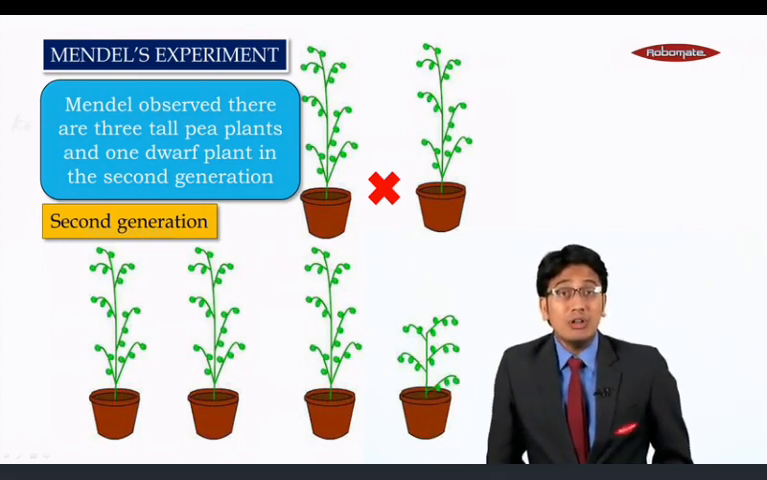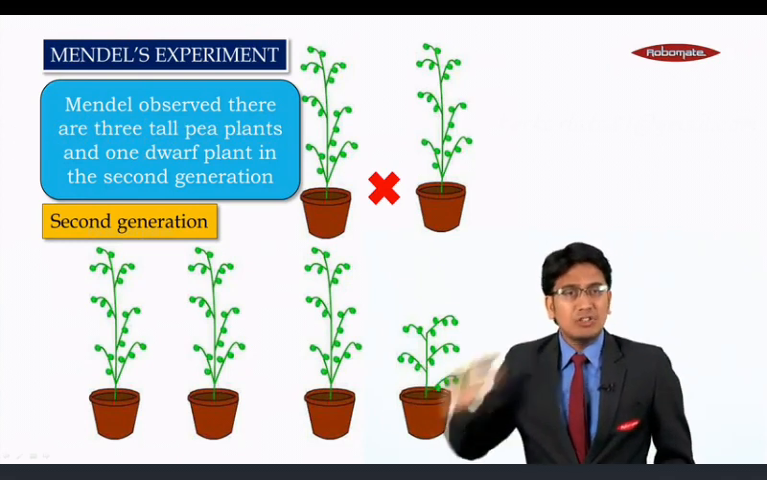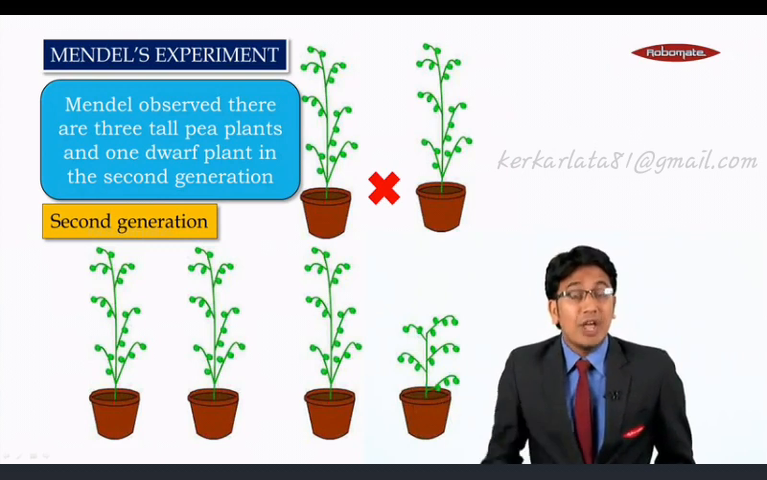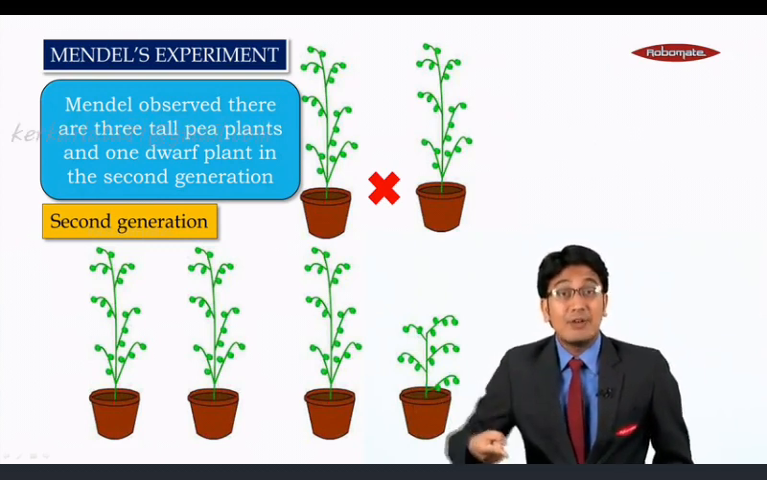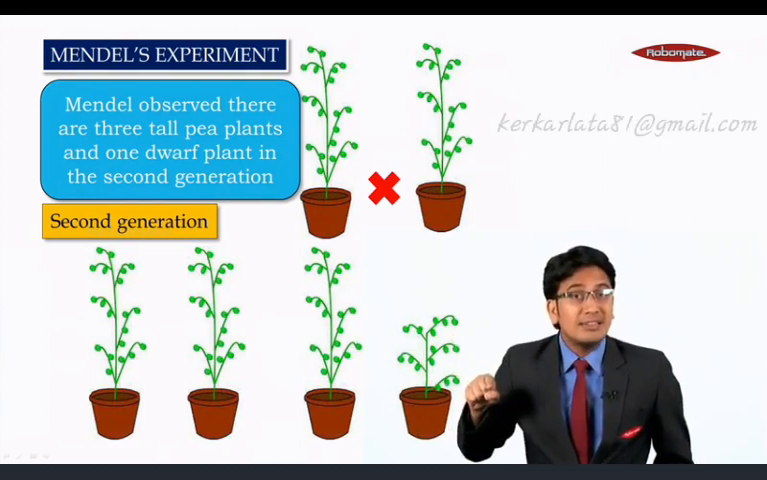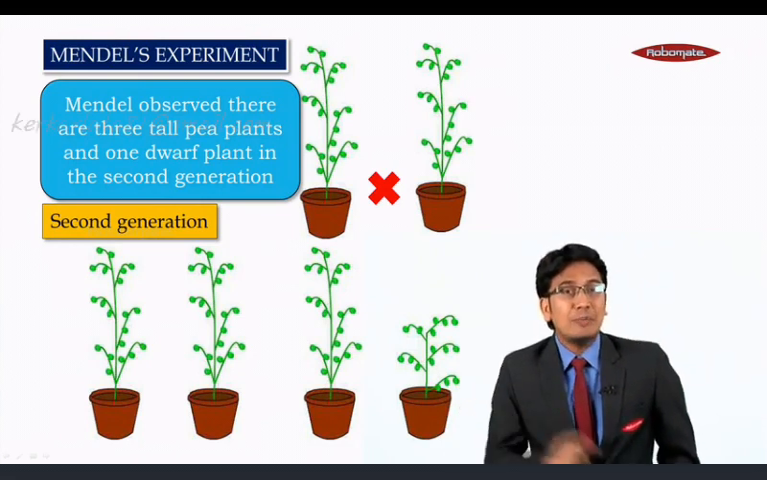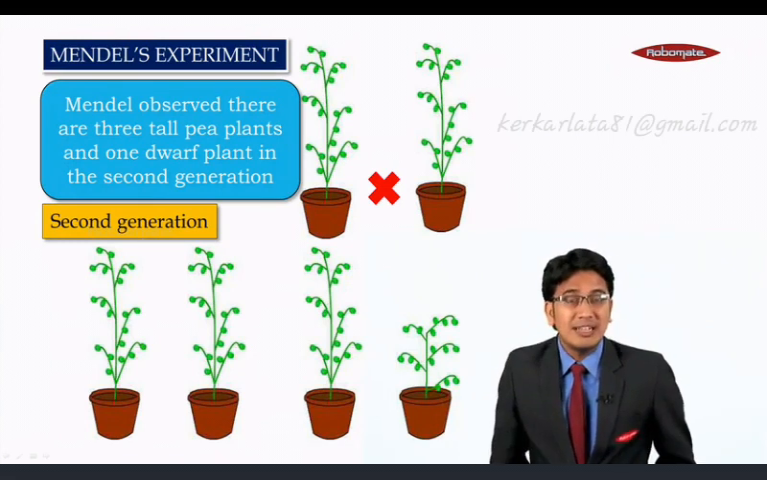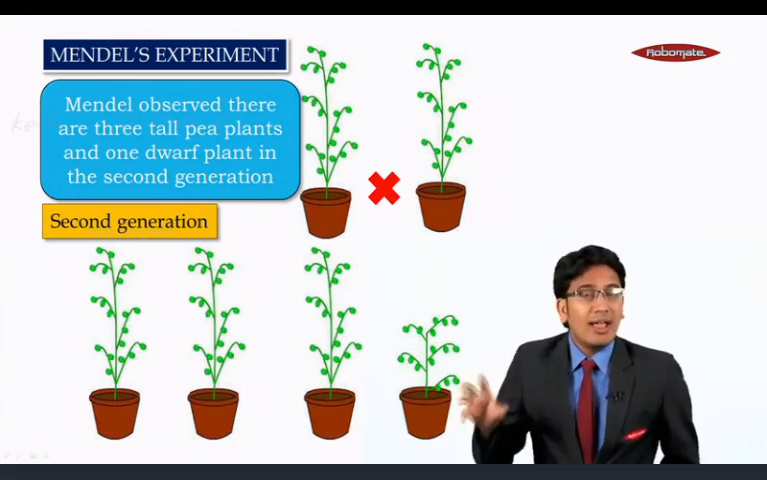Now he is more confused because in the first experiment, he got all tall. But in the next one, he got 3 tall and 1 dwarf, which means the tall plants he got in the first experiment must be having the gene, the character of this short plant. So in the first generation, he got all tall plants. In the next generation, he got 3 tall and 1 dwarf.